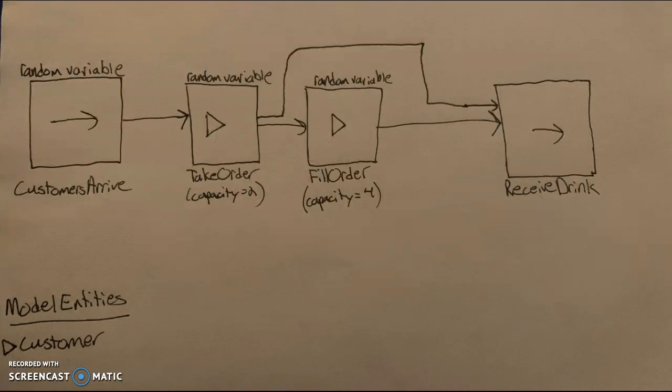Here is our logical model for the system. As you can see, we have the customers arriving here with a random time variable that we will create after we do our time study. The customer then goes to the take order station with capacity of 2. This will have another time variable taken from our time study.